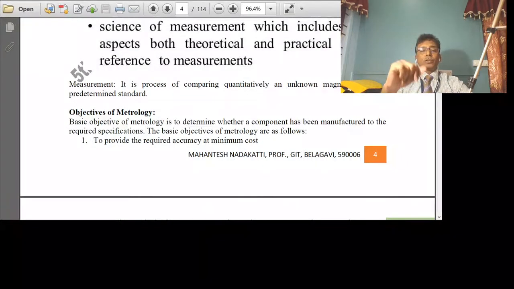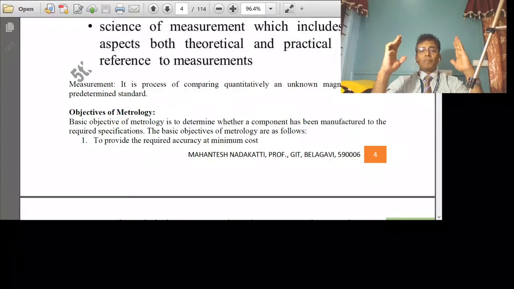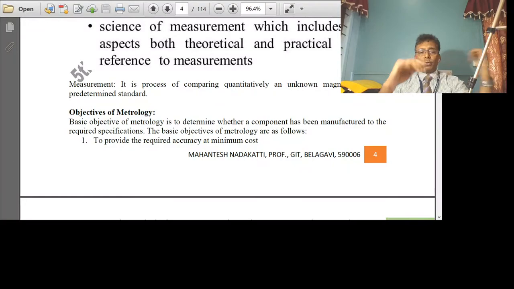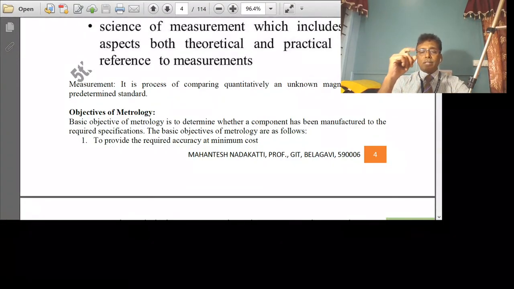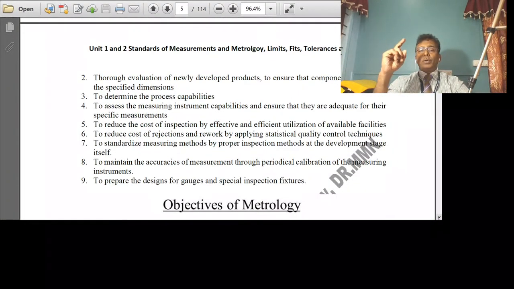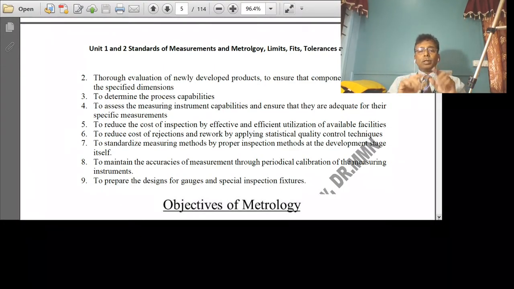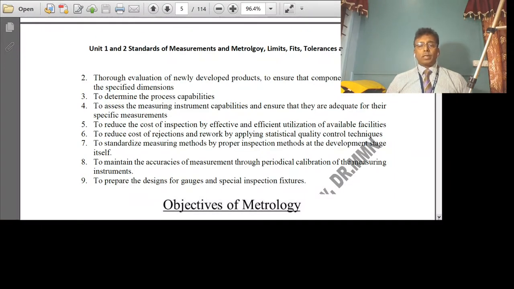Objectives of metrology. The basic objective of metrology is to determine whether a component has been manufactured to the required specifications. The basic objectives of metrology are as follows. One, to provide required accuracy at minimum cost. Next, thorough evaluation of newly developed products to ensure that the components are within the specified dimension, to determine the process capabilities, to assess measuring instruments' capabilities and to ensure that they are adequate for their specific measurements, to reduce the cost of inspection by effective and efficient utilization of the available facilities, to reduce the cost of rejection.